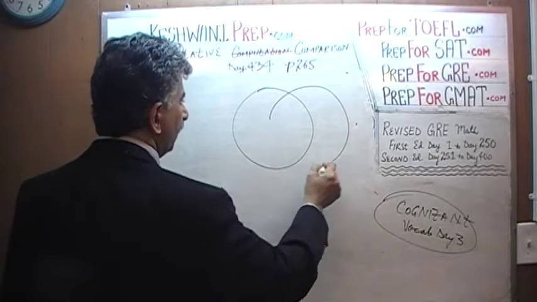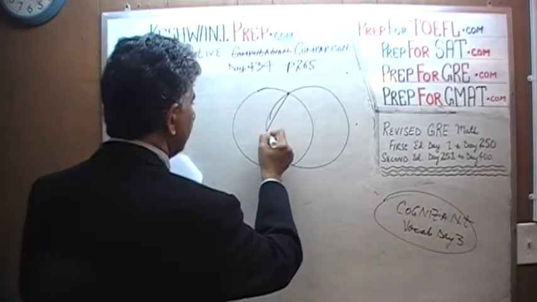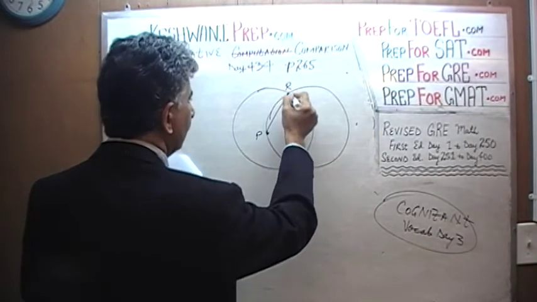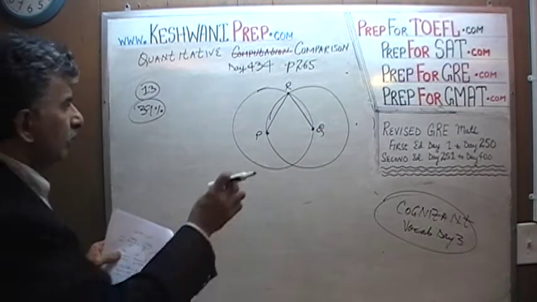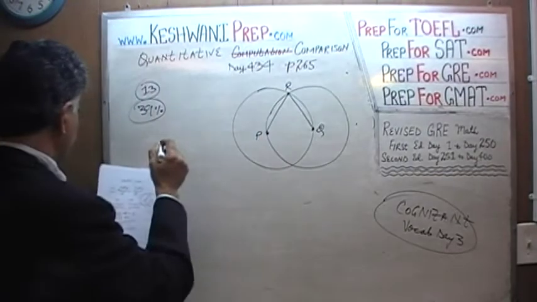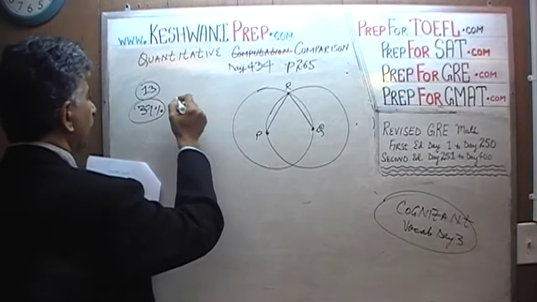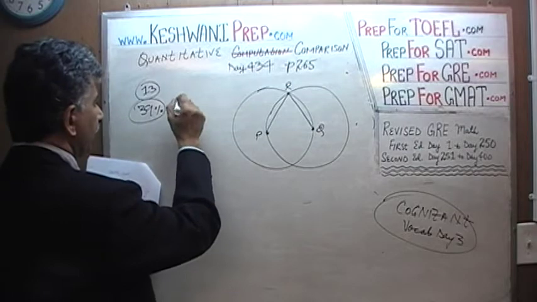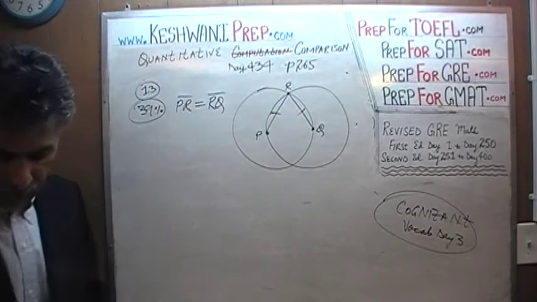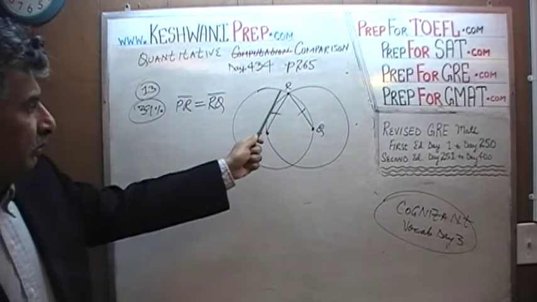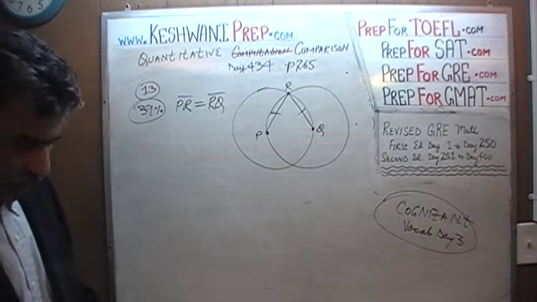One circle here, another circle here, and here we have a length PR, and here we have a length of QR. So far, so good. We are told that the length of segment PR is the same as the length of segment RQ. This distance is the same as this distance. These two segments have equal length. So far, so good.